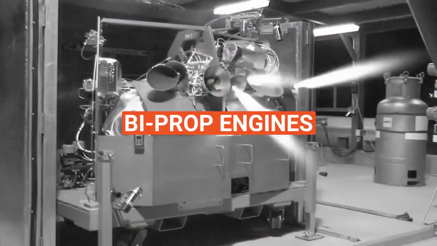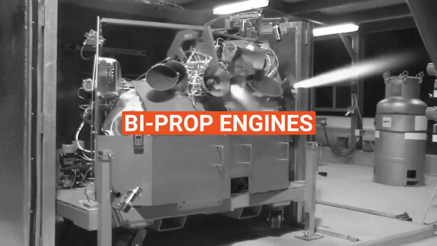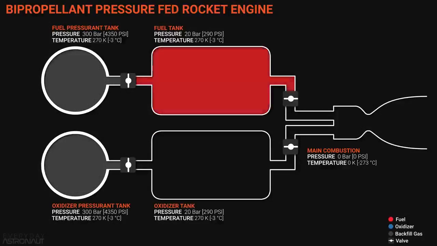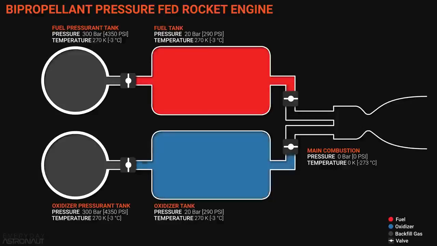But what if we still need higher performance? Well, there's another type of pressure-fed system that is still relatively simple, but can offer even higher efficiency: the bipropellant pressure-fed engine. Bipropellant pressure-fed engines are basically the same as a monoprop engine, but instead of just one propellant and pressurant tank, there's a pair of them. One set stores the fuel and the other set stores the oxidizer, but they work together in a similar fashion.